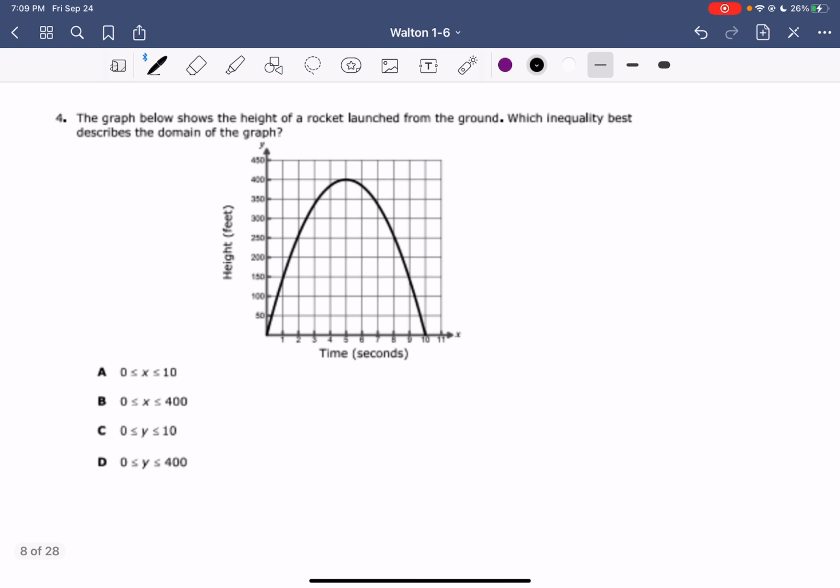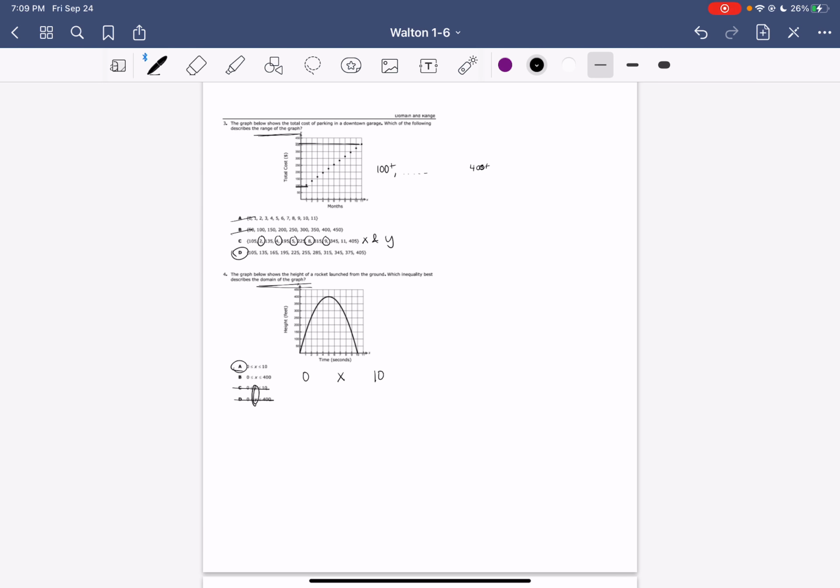And our last question here is asking for the domain. So now we're looking for our x values. So good test taking strategy: we can eliminate these because they have y's. Now we're looking at how far our graph extends along the x-axis. We start here, and as I move my laser across, I know it goes past 1, 2, 3, 4, 5, 6, 7, 8, 9, and then right here it stops at 10 seconds. So we know that it's going to be between 0 and 10 because we're looking at x, and that is our answer, answer choice A. So hopefully that helps a little bit, and good luck.